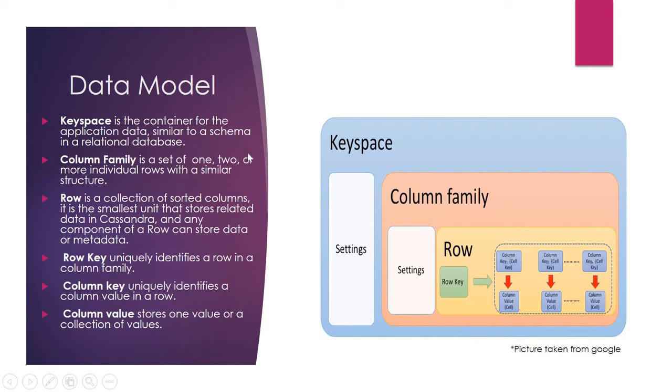And what is a column family? A column family is one unit of abstraction containing keyed rows, which in turn have column keys and column values. A column key is uniquely identifiable in a row, and a column value stores one value or a collection of values. And this is the row key. A row key uniquely identifies a row in a column family as a whole.